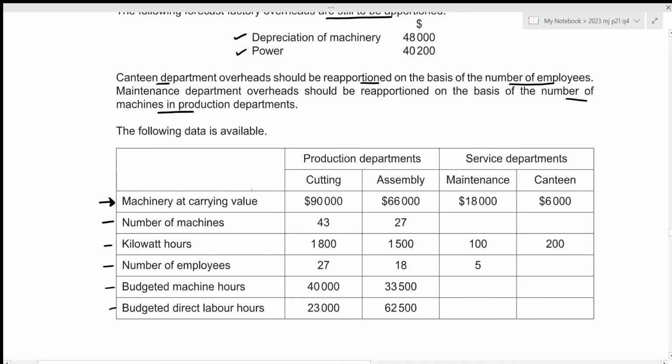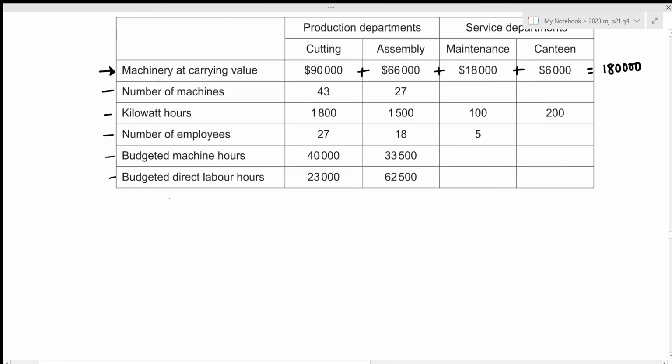Now, the first thing that we need to do is to figure out the total of machinery at carrying value for all 4 departments. So that is just going to be 90,000 plus 66,000 plus 18,000 plus 6,000, which results in 180,000. Now, we're given the total of depreciation of machinery to be 48,000. So let's figure it out for our cutting department.